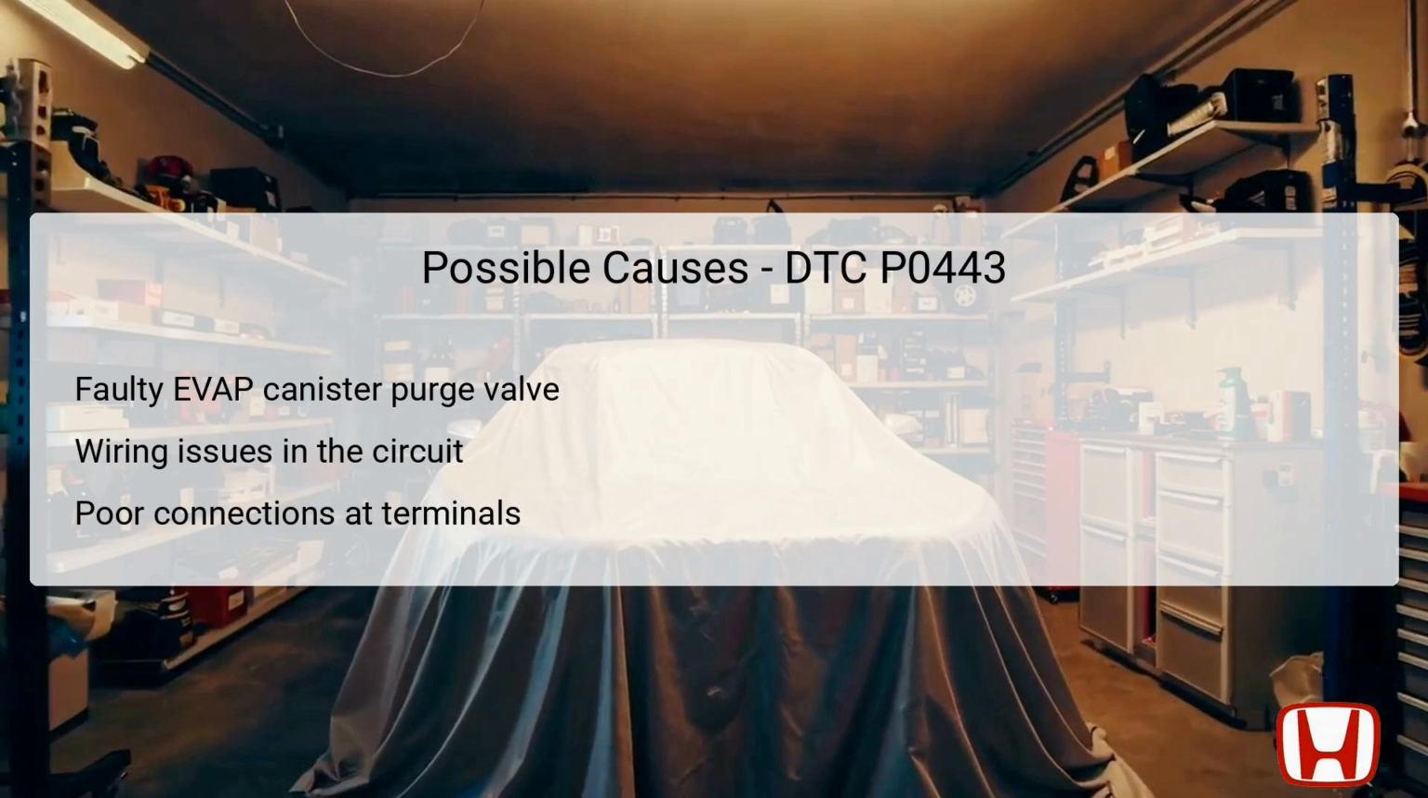Additionally, poor connections at the terminals can affect the flow of signals to the purge valve and the powertrain control module (PCM). Each of these components plays a critical role in the operation of the EVAP system, so thorough inspections of the wiring, connections, and the valve itself are vital for accurate diagnosis. By understanding these potential causes, technicians can focus their efforts where they are most likely to find the issue.